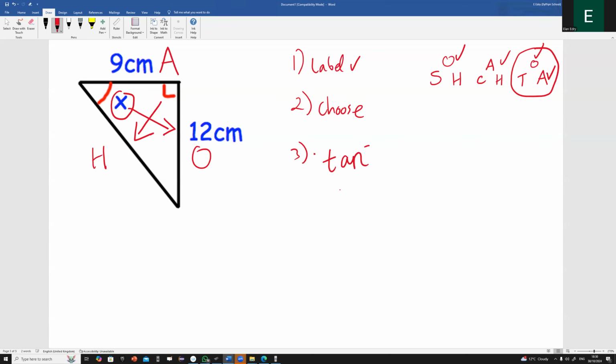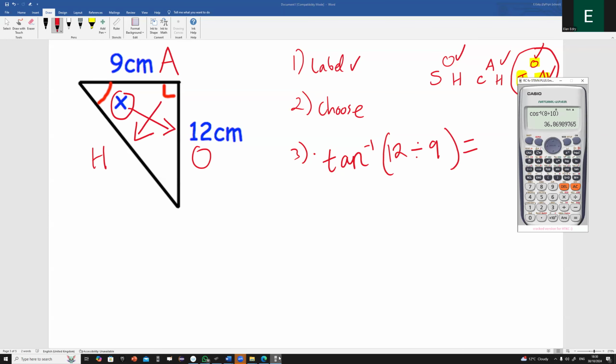So I'm going to do tan minus 1 bracket. If I cover up tan, you've got opposite over adjacent, which means divided by. So in the brackets, you would have 12 divided by 9, and then you press equals. So on your calculator, have a go at doing that, and we'll see if we get the same.